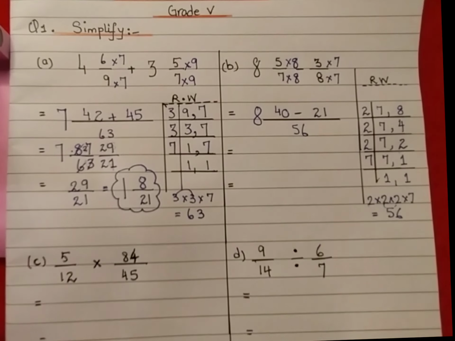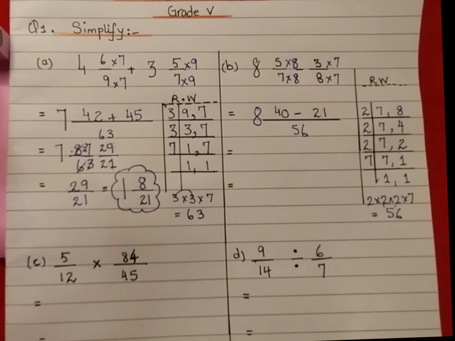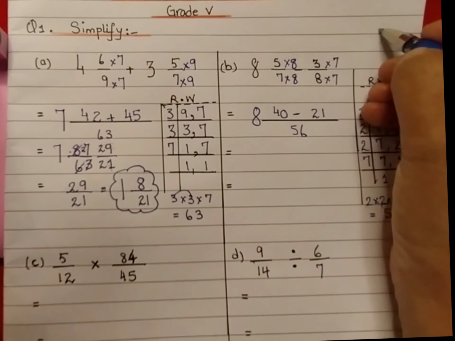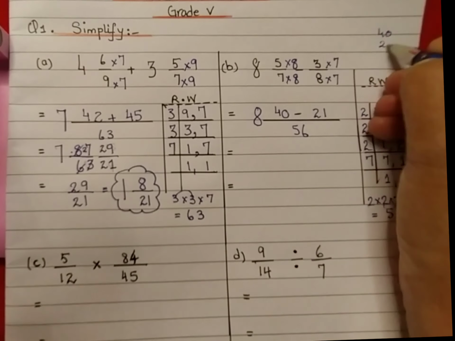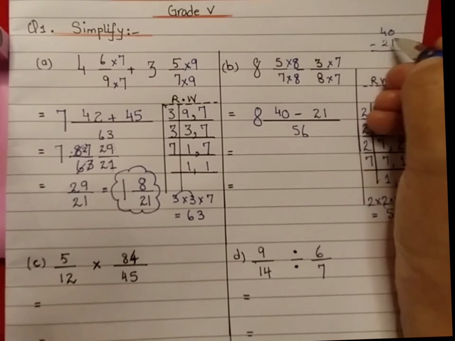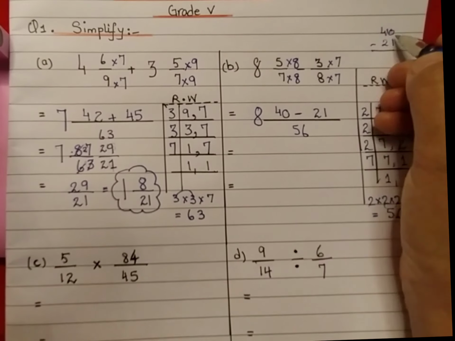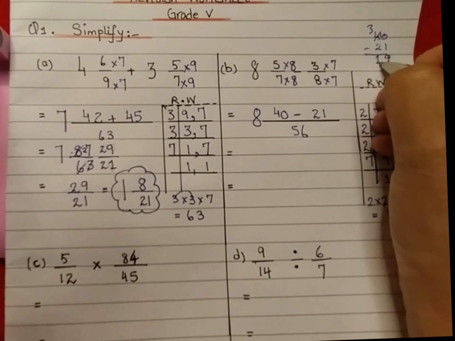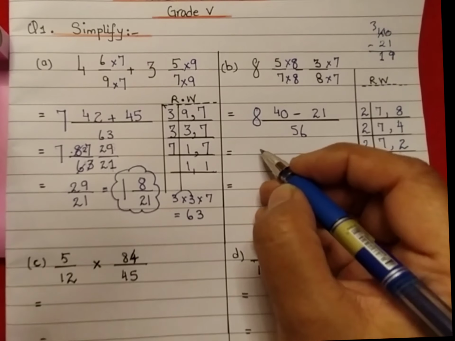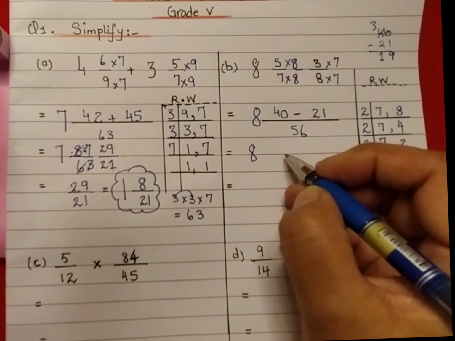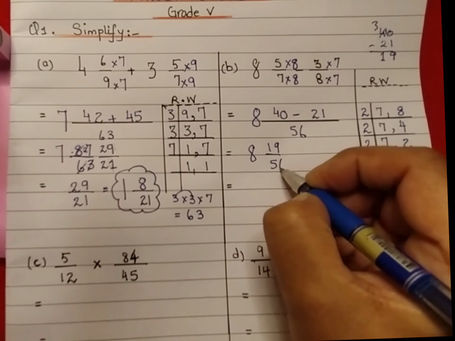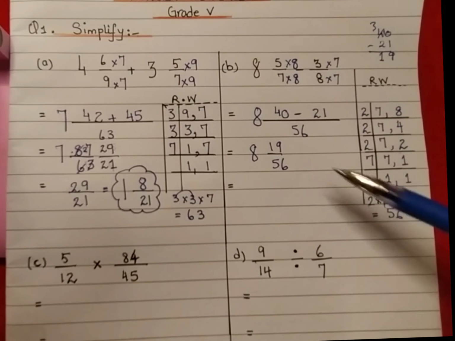So we have got 40 minus 21. Okay. Now, how do you minus this? 40 minus 21. Let's try it out here. To be on a safer side, we need to subtract it here. 10 minus 1 gives us 9. And 3 minus 2 gives us 1. So 8 whole 19 upon 56. Let's try the last figures.